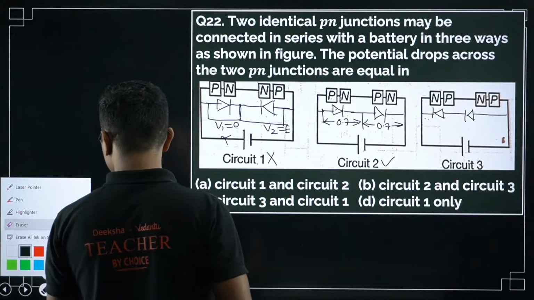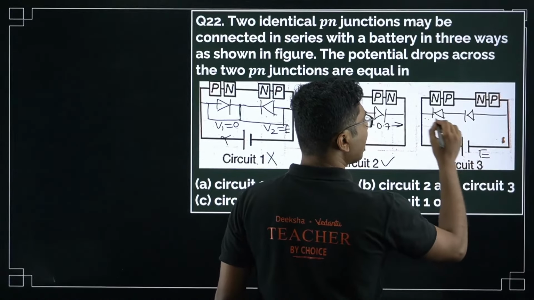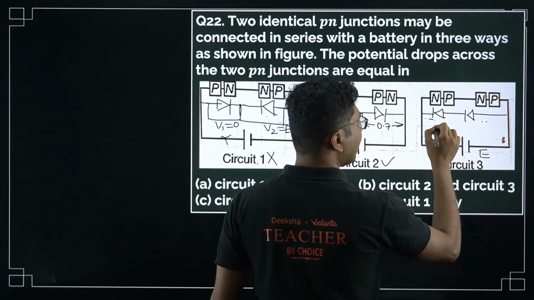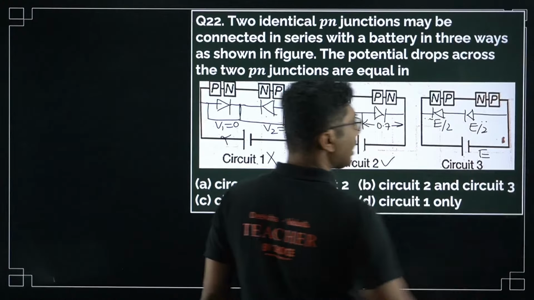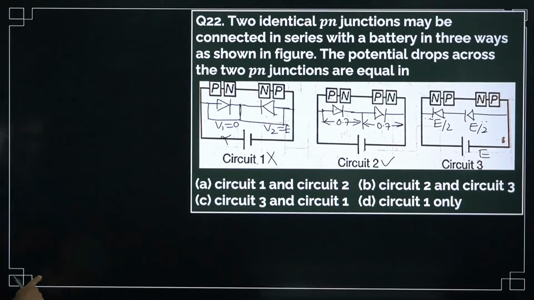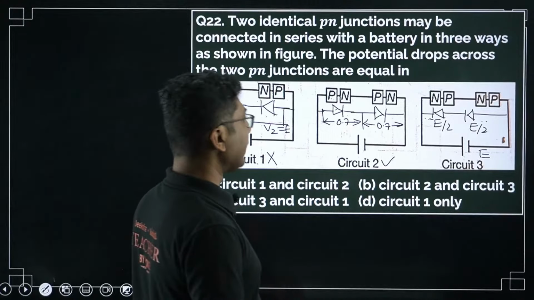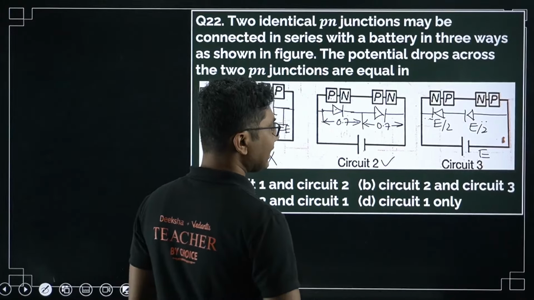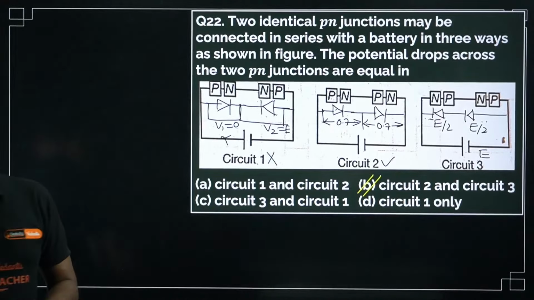So the voltage of the source will be equally distributed between these two diodes. So this will be E by 2, this will be E by 2, and the total voltage will be matched and no current will flow in the circuit. So circuit 2 and circuit 3 will have the same voltage. Okay, circuit 2 and circuit 3. So option B is correct, not C, not D, not A.